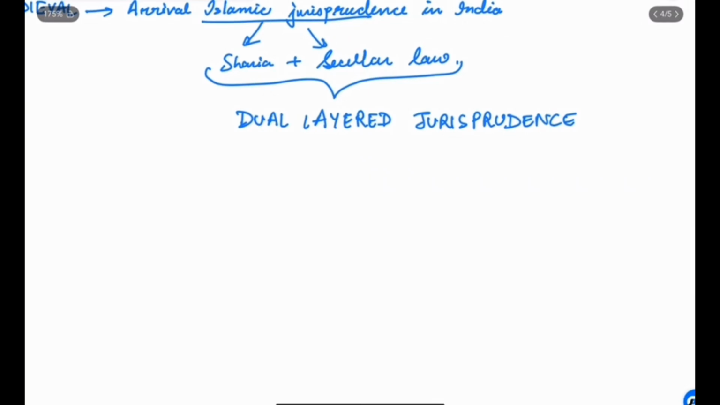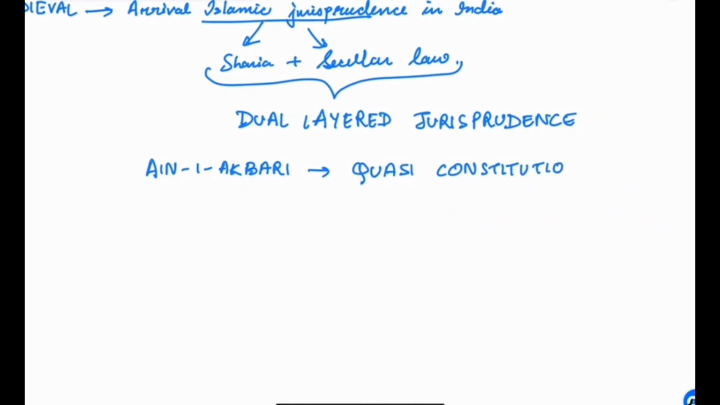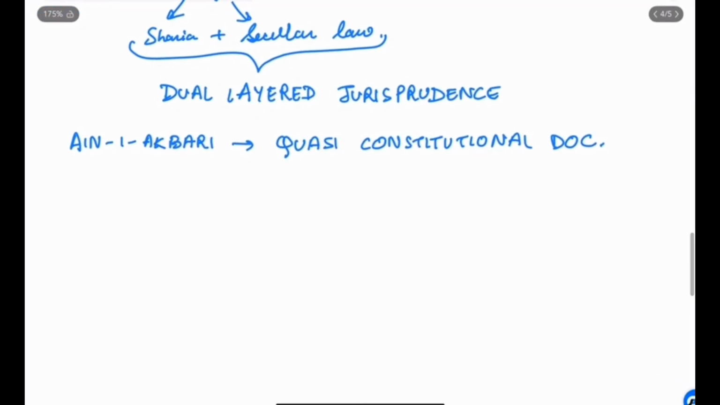Later we can see that Ain-i-Akbari by Abul Fazl is a quasi constitutional document. And a scholar you can name who has called it quasi constitutional is M. Athar Ali.